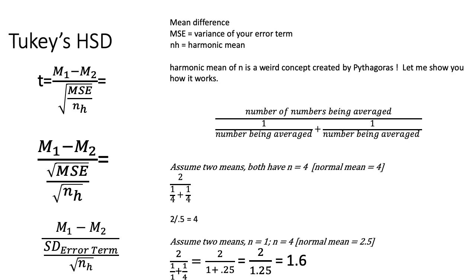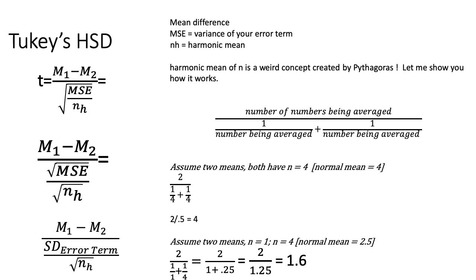So 2 divided by 1 over 4 plus 1 over 4. Let's break that down one more time. 2 divided by 0.25 plus 0.25, which is 2 divided by 0.50. 2 divided by a half is equal to 4, because a half fits into 1 twice, and so it fits into 2 four times. If you don't believe me, that's all division is. Now, that's the same mean we would expect.